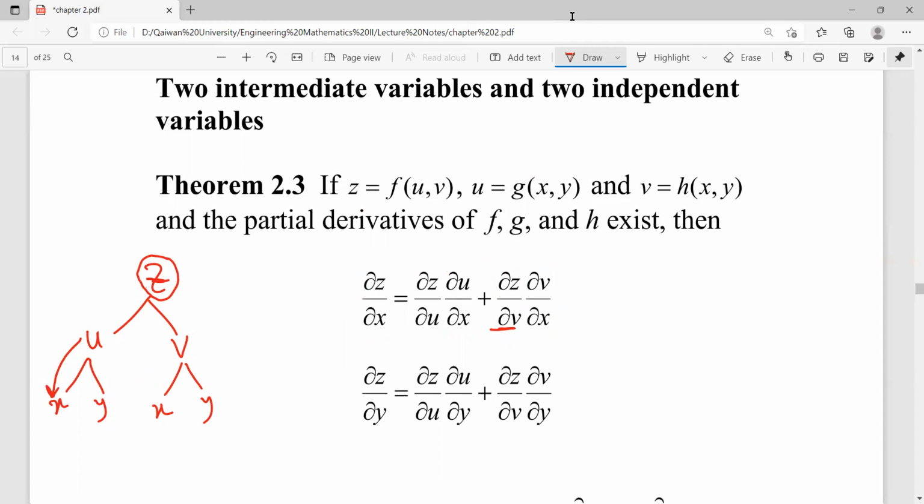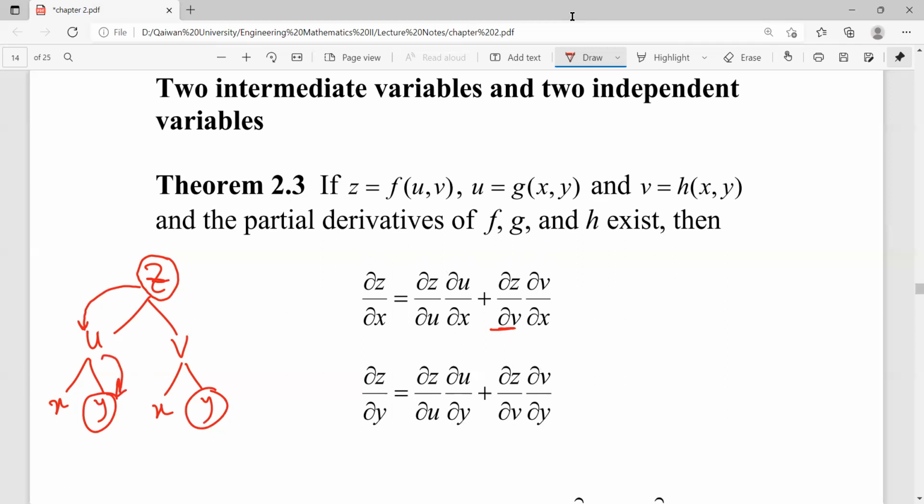How about partial z by partial y? We do the same, because here we have x and y in u and v, so we must use chain rule to find partial z by partial y. Look, here we have y. How to get y? We say partial z by partial u times partial u by partial y.